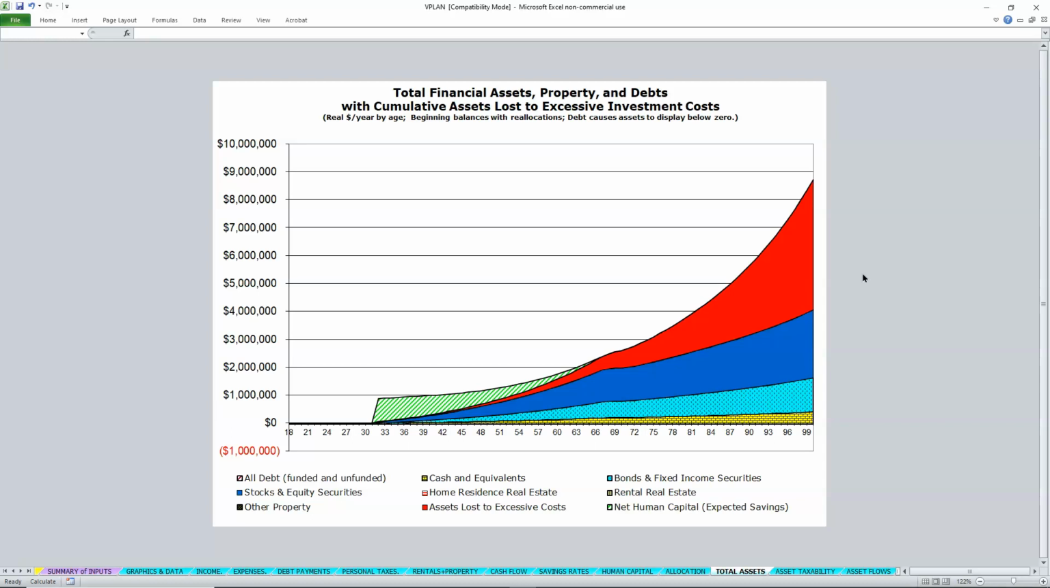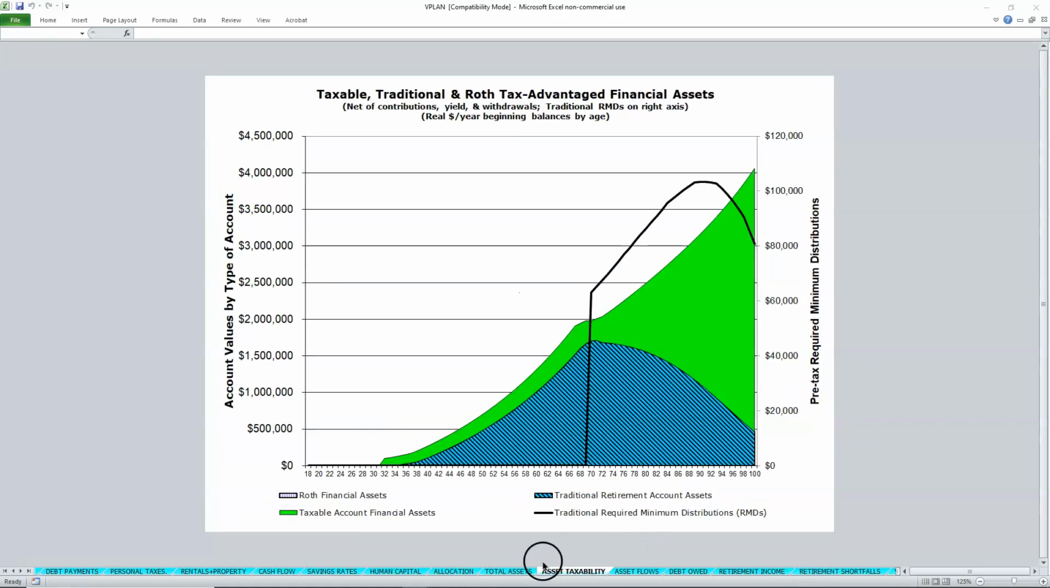Next, we will click and view the blue-tabbed Asset Taxability graphic. This is the Asset Taxability graphic. VeriPlan distinguishes between assets that you hold in taxable accounts, in traditional retirement accounts, and in Roth retirement accounts. The graphic shows the distribution of this couple's financial assets by account type through age 100. Taxable assets are in the green area. Traditional retirement account assets, including their 401ks and IRAs, are in the blue area with diagonal bars.